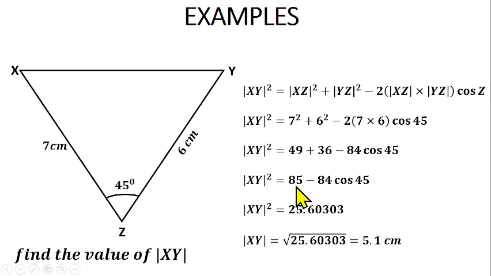From there, your calculator will give you the answer for this. You have 85 minus 84 cos 45. Press it like this. It will give us 25.60303. Our aim is to find side XY. So how do we remove this square? We need to find the square root of both sides. So side XY equals the square root of this. That gives us 5.1 centimeters, approximately to 1 decimal place. So that means side XY is 5.1 centimeters. So you can see the application of the cosine rule to solving this side of the triangle, since we know that the sine rule will not work.